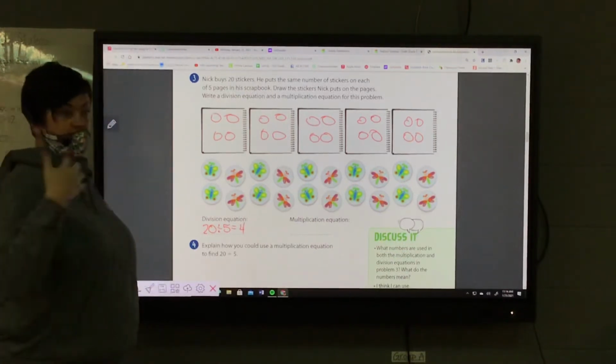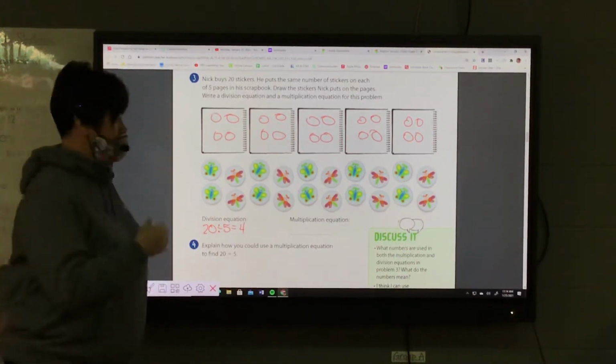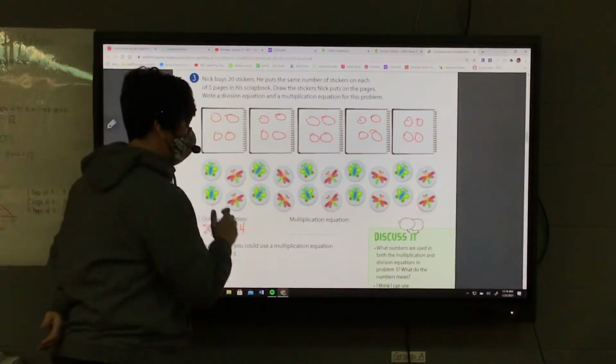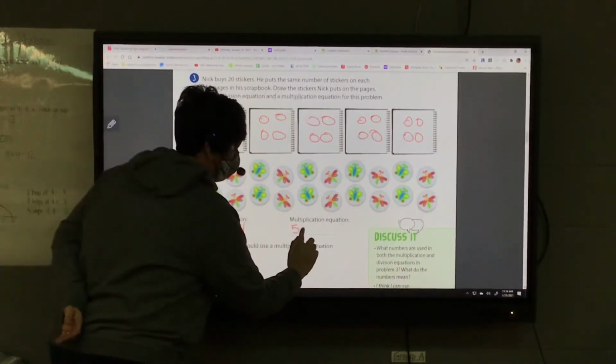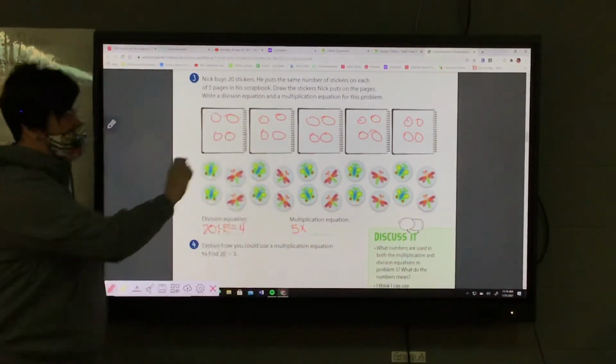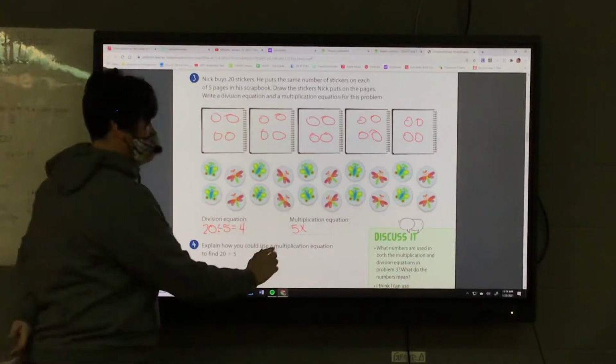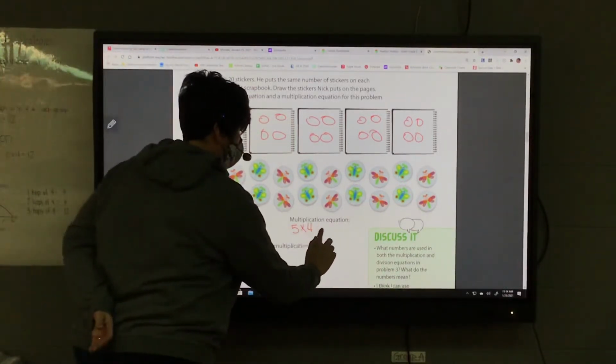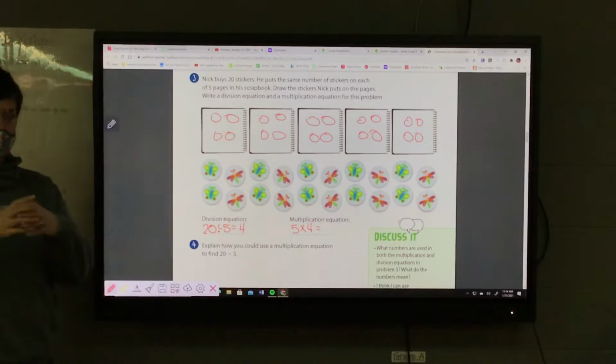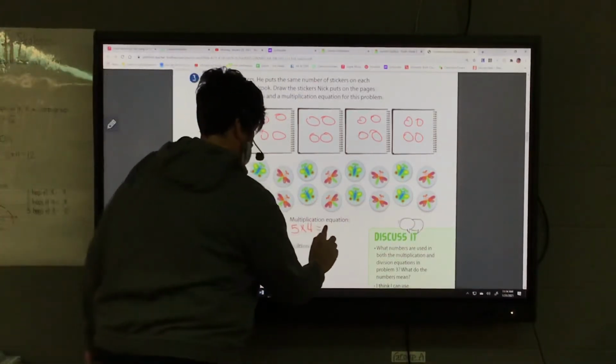How many equal groups do we have? 5. We're talking multiplication now. Sorry, I forgot to tell you to switch gears. How many are in each one of those groups? 4. For a total of 20.